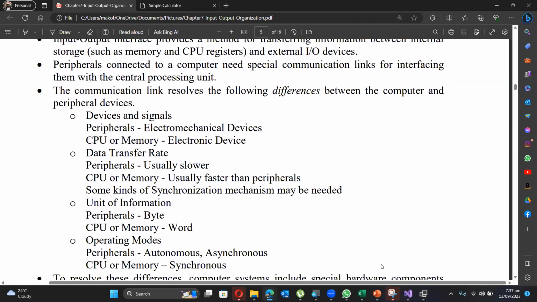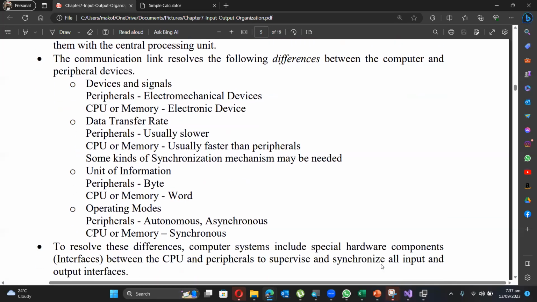They solve device and signals: peripheral electromechanical devices versus CPU or memory, that is electronic devices. They resolve data transfer, they resolve units of information, and they resolve operation modes.